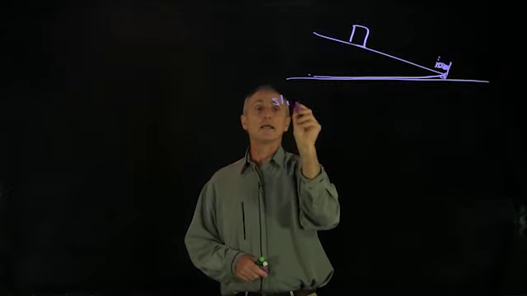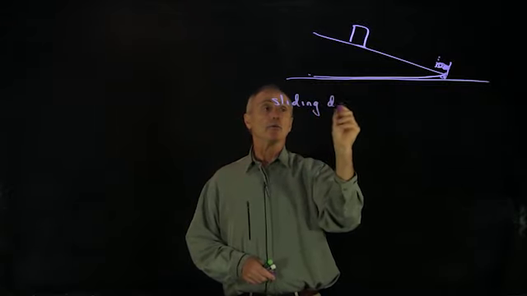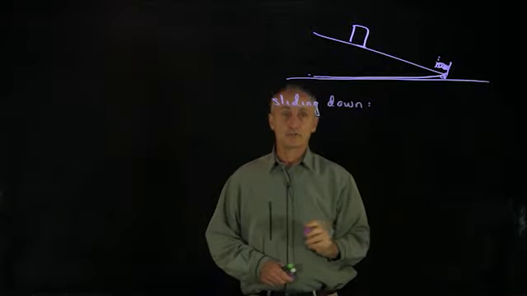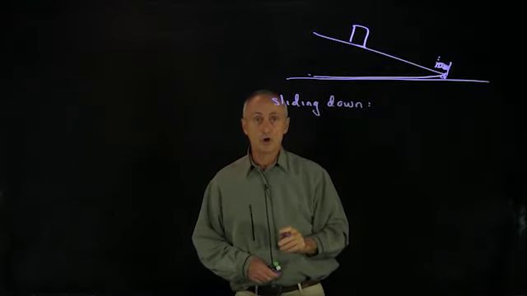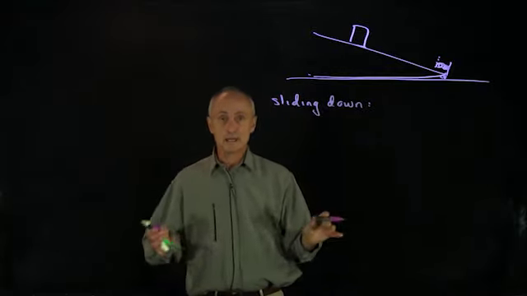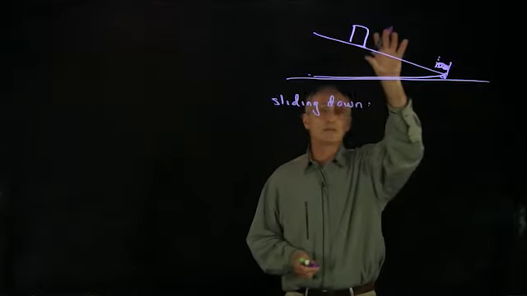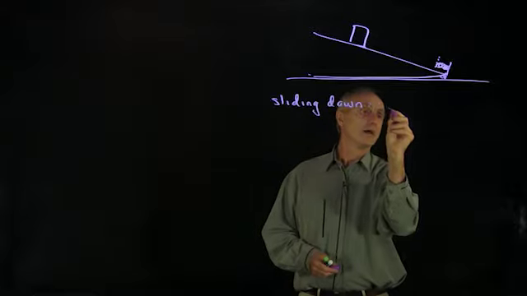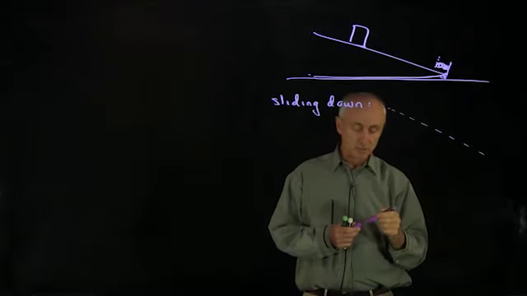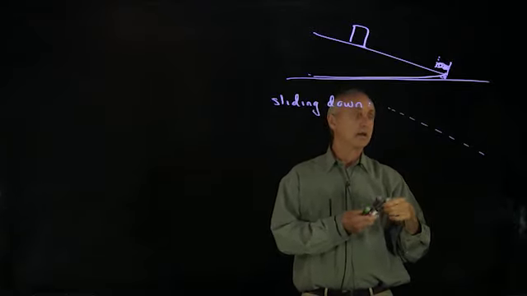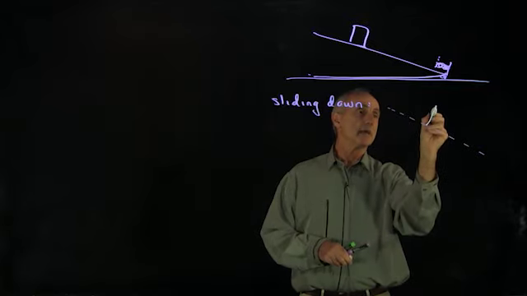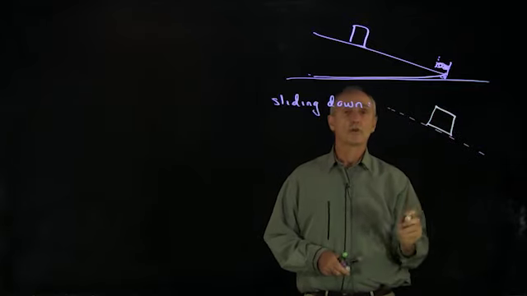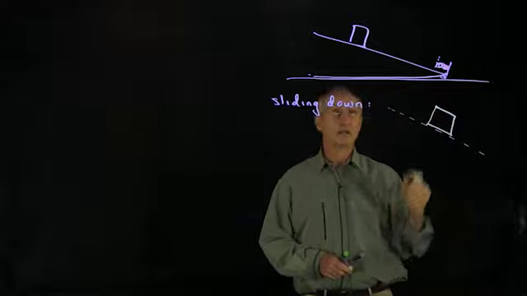So when it's sliding down, let's do an analysis on that motion. Well, the first thing we have to do is, again, identify our system. In this case, just the block will be our system. So we'll put in the block as our system. And now we have to analyze the forces on the block as it's sliding down.